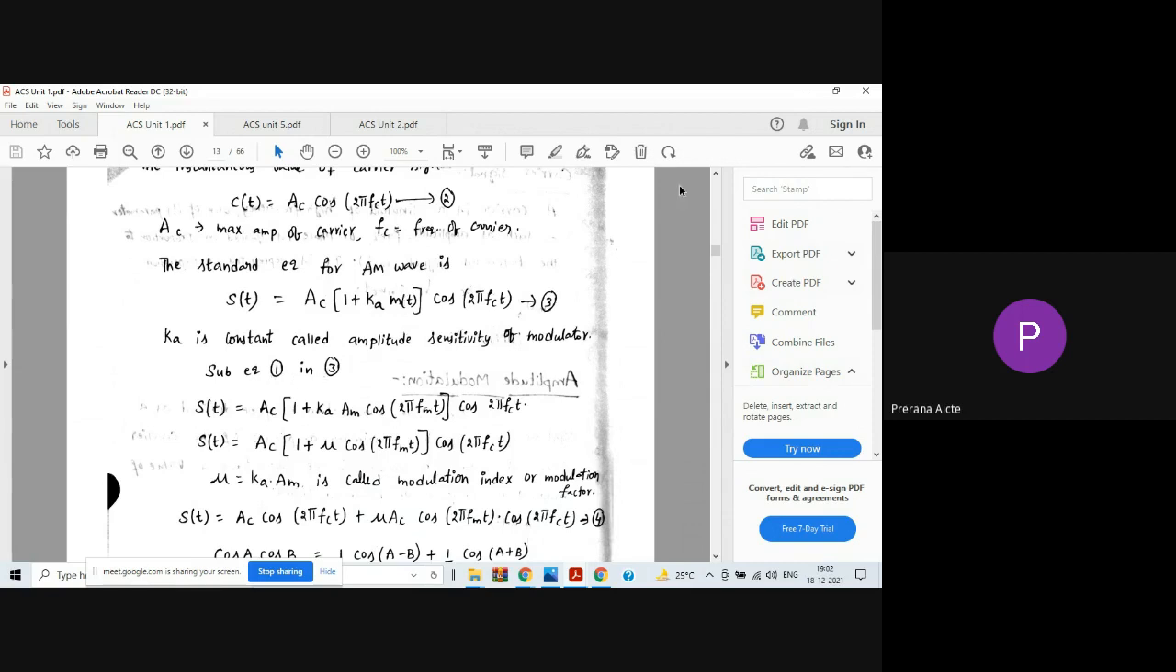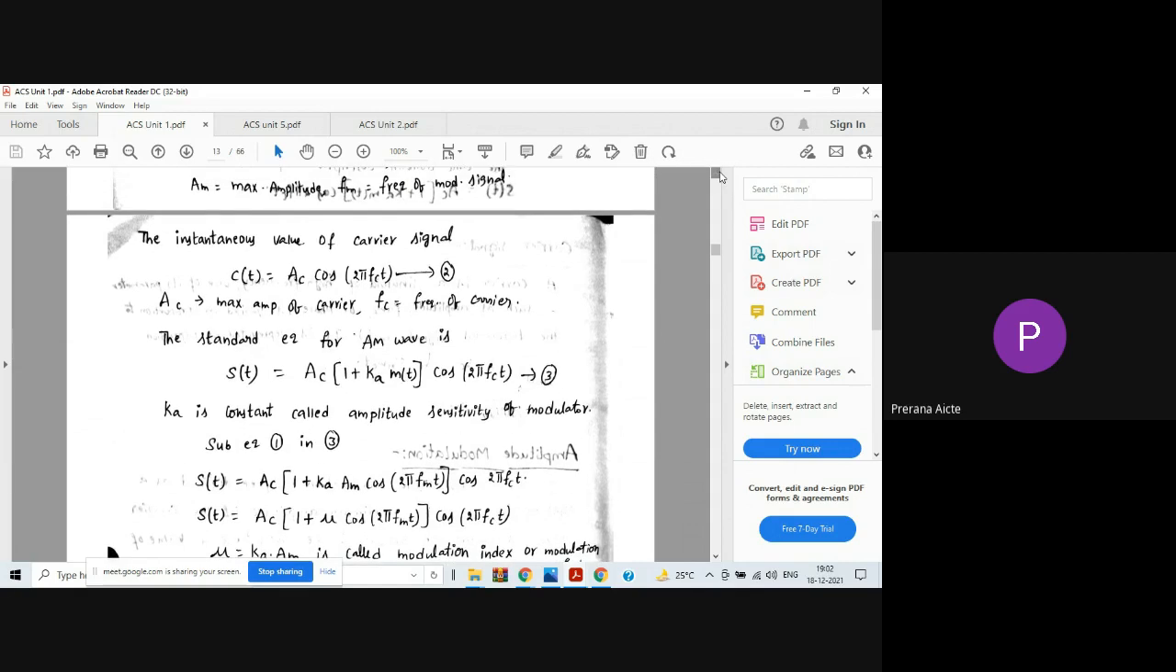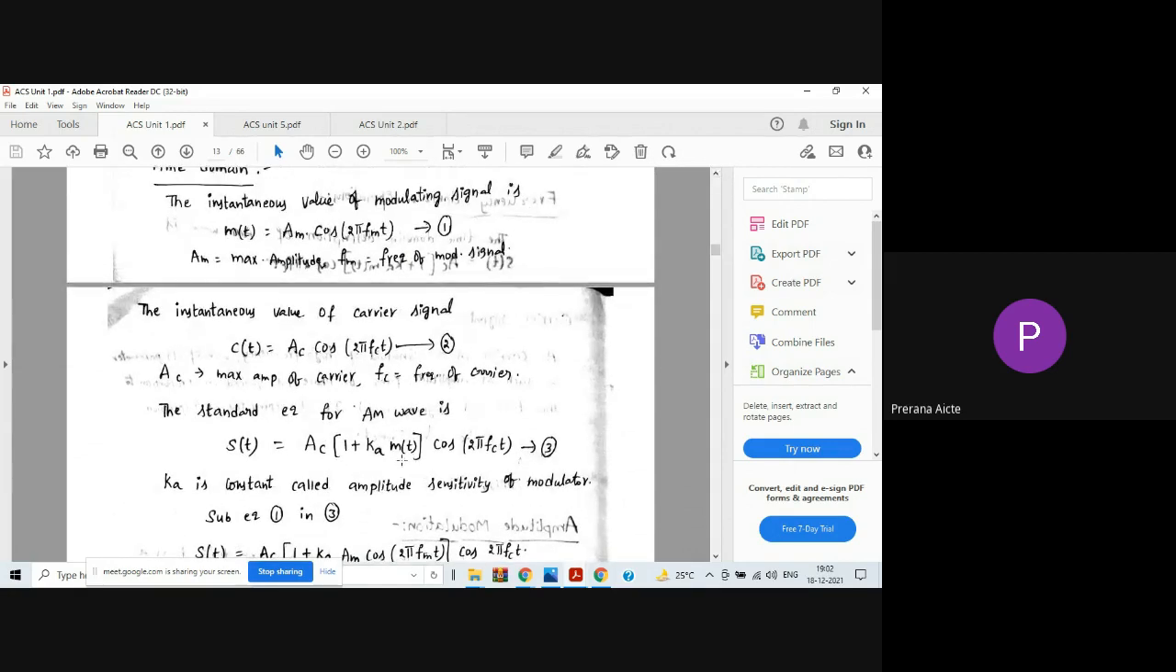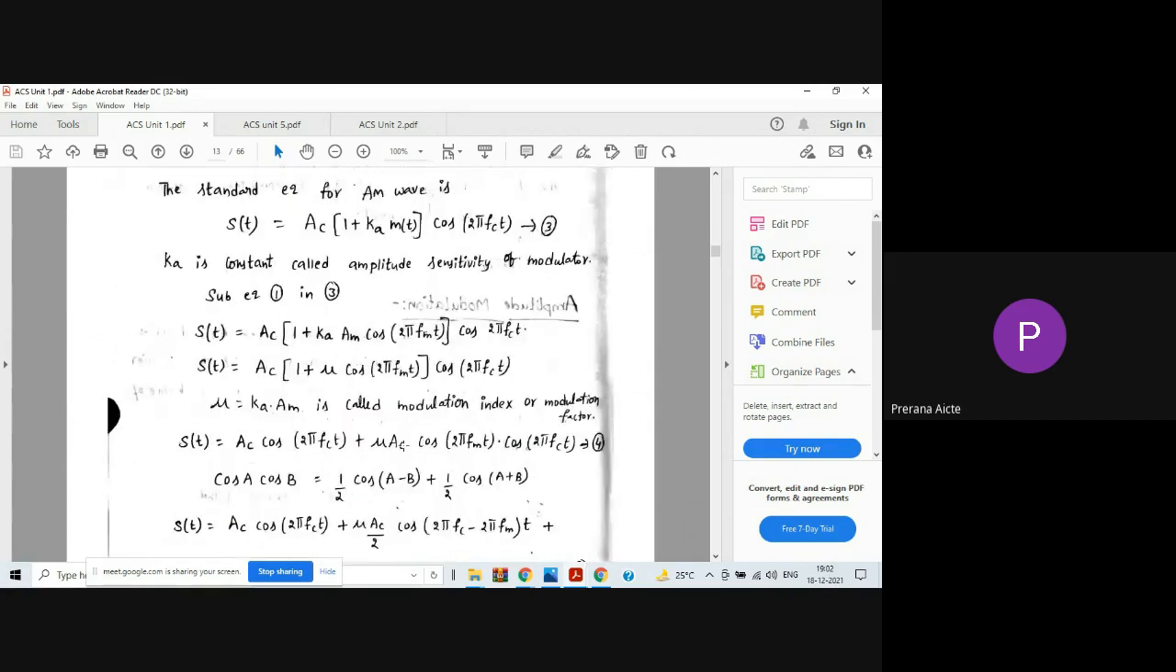So what is equation 1? We know the message signal m(t) = Am cos(2π fm t). That thing we are replacing here. See here, s(t) = Ac [1 + Ka Am cos(2π fm t)] cos(2π fc t). And we are replacing this term Ka Am with a factor mu. What is mu? Which is nothing but the modulation index. So the final expression is s(t) = Ac [1 + mu cos(2π fm t)] cos(2π fc t).